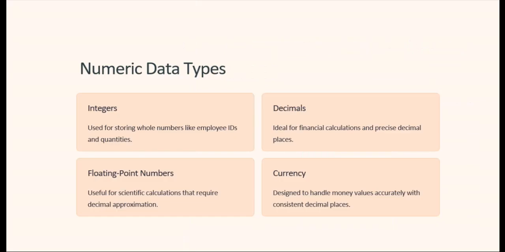Our first four data types are numeric: integers, decimals, floating point numbers, and currency. Integers are used for storing whole numbers like 1, 2, 3, 4. Decimals are used for financial calculations and precise decimal places. Floating numbers are useful for scientific calculations. And currency is used for rupees, dollars, and the like. So these are the four numeric data types in SQL.